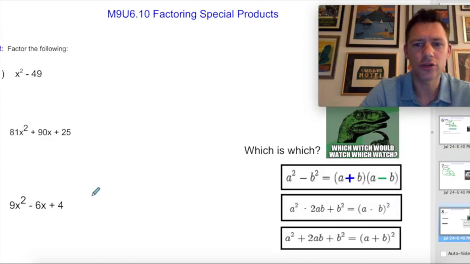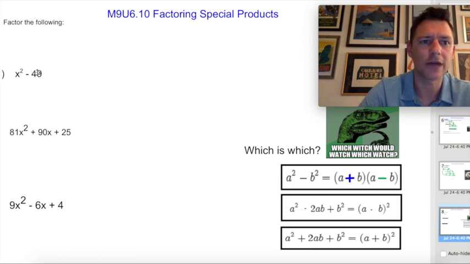There's one of each, and your goal is to figure out which is which, right? So give that a shot. Try those out and pause me until you got it. Go.